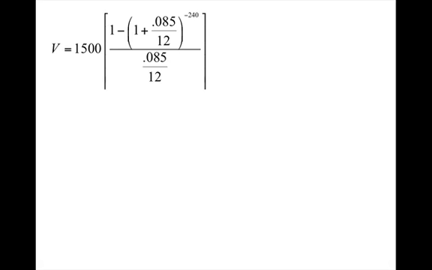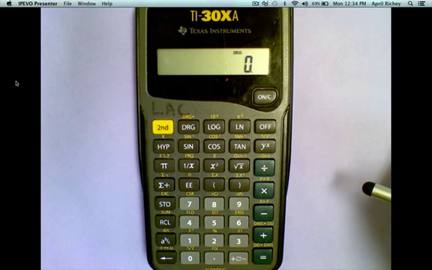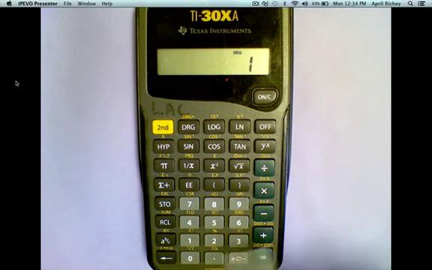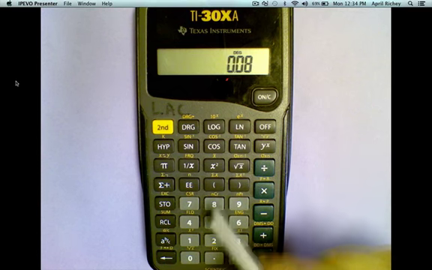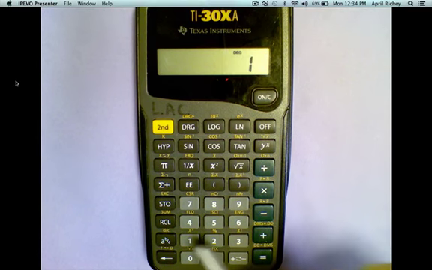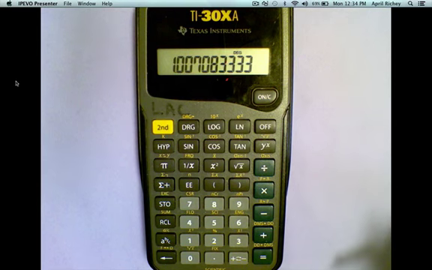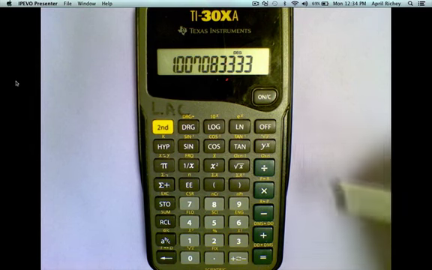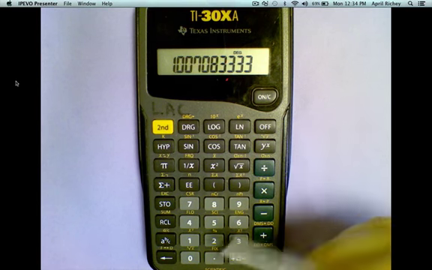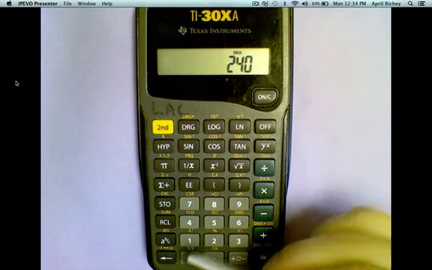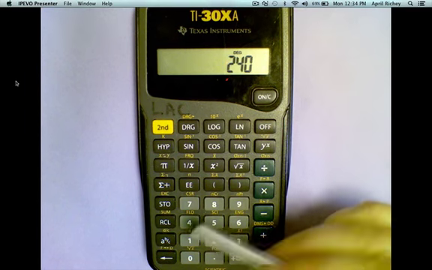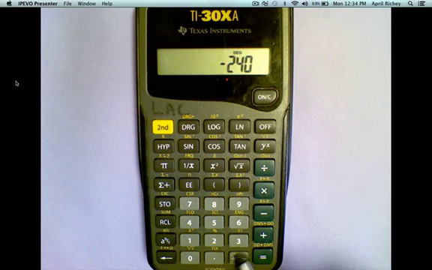So let's look at this in our calculator. We're going to begin with the inside parenthesis, and that was 1 plus 0.085 divided by 12, and hit equals. And that gives me 1.00708, and that decimal continues on. Then we raise that to the negative 240th power. So hit your exponent key, type in 240, and then your plus minus to make it negative, and hit equals.